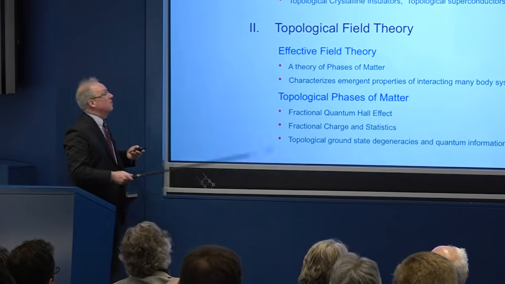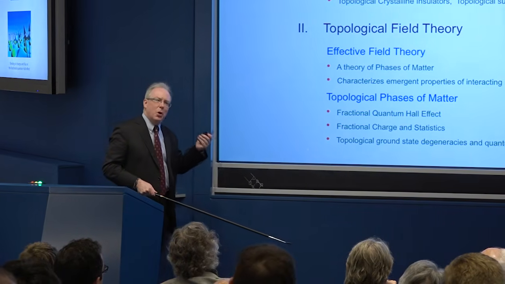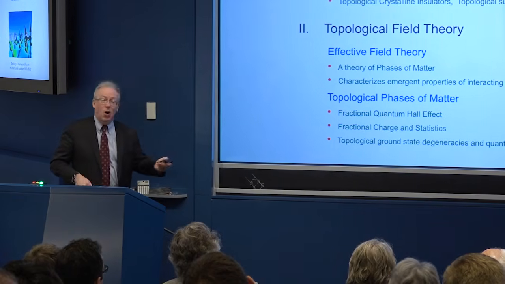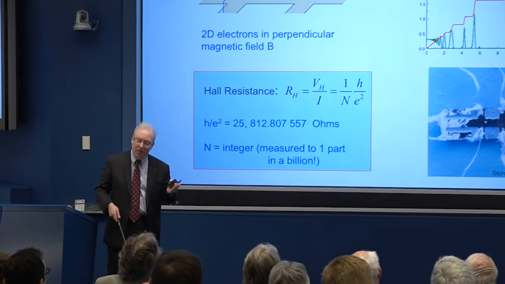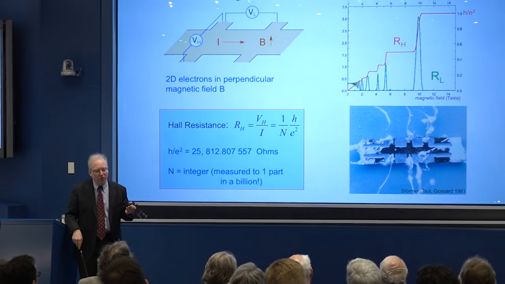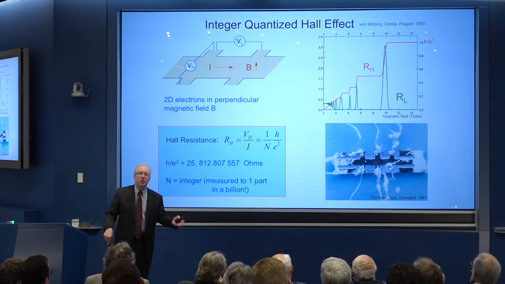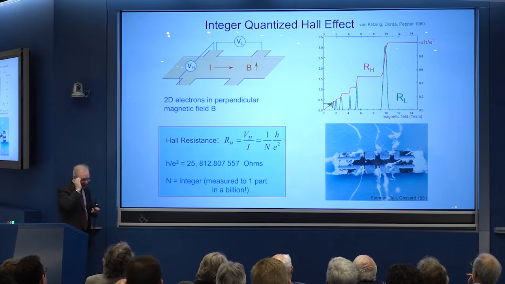Okay, so I want to describe this, and I'm going to start by describing not the most basic, but the mother of all topological phases of matter, which is the quantum Hall effect. This is the topological phase which we understood first, and it's the one that we understand the best. And so let me tell you what the quantum Hall effect is.